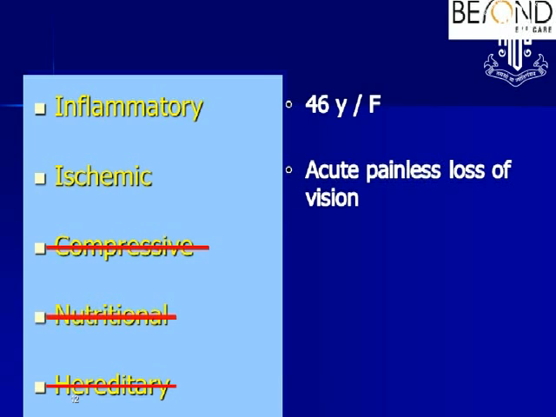So what you're looking at is inflammatory optic neuropathy or ischemic optic neuropathy. 46-year-old female, what is your first differential? You're more likely to diagnose an ischemic optic neuropathy after the age of 40 rather than an inflammatory optic neuropathy. Now, if it's ischemic optic neuropathy, what are the types of ischemic optic neuropathy?